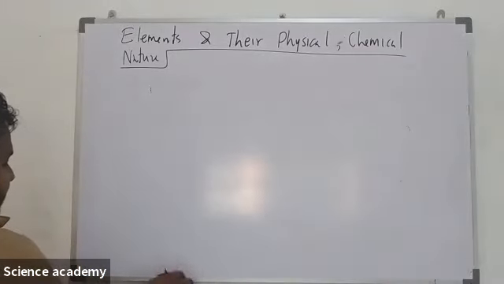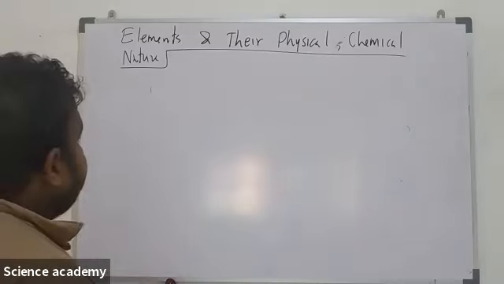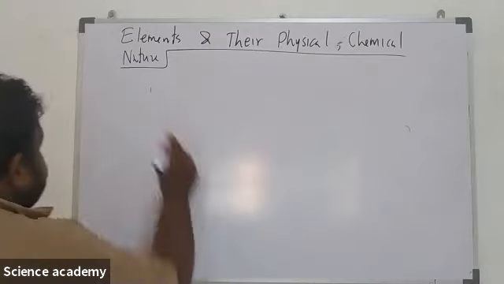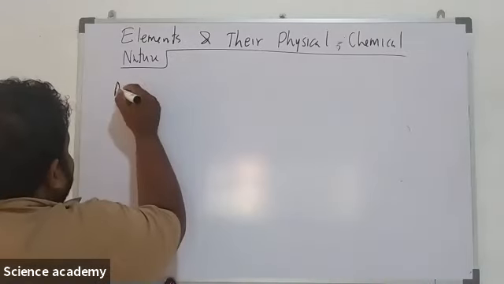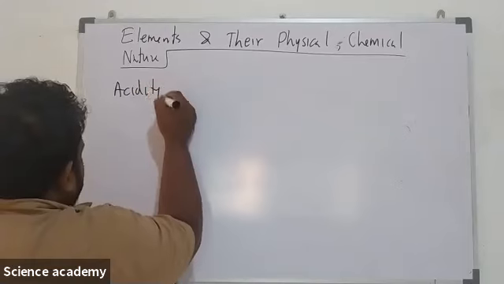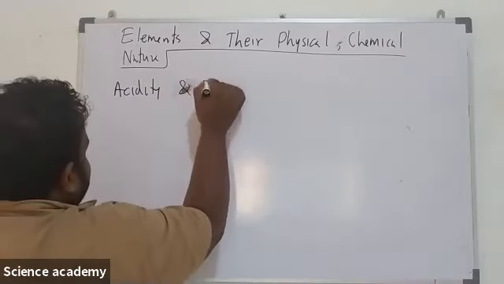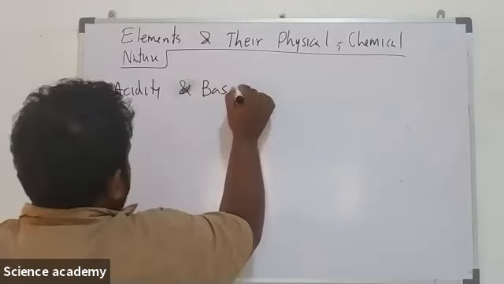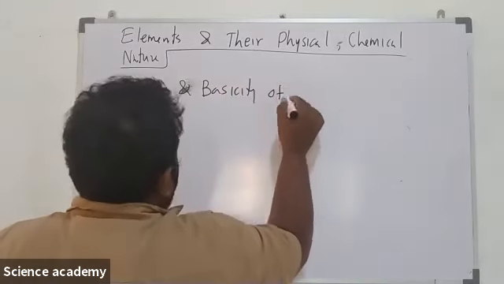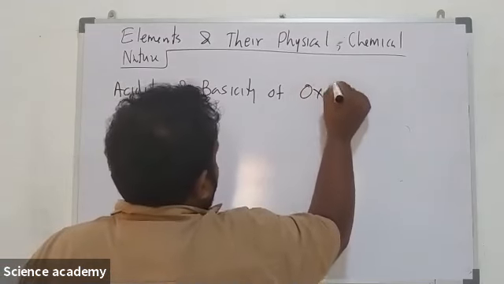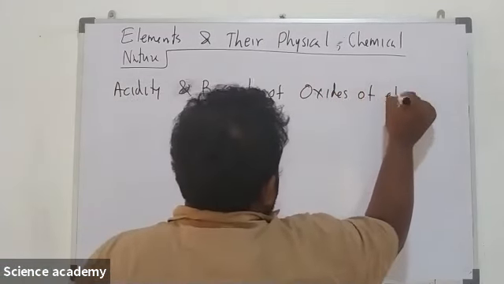Right here, just write out what is there in the book. Please refer to it, okay? Write out the elements and the data provided. I need to give this point. Write out the acidity and basicity of oxides of elements.